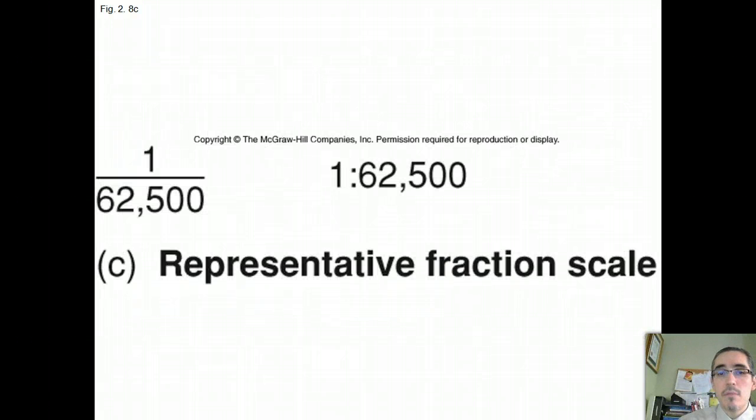Now the representative fraction scale can be represented a couple different ways. The one in the center here, 1 to 62,500, is, I think, in some sense a truer representation of what we're talking about when we talk about scale. It can also be represented as a fraction or a proportion. And again, when we're talking about scale, what we're essentially talking about is a comparison between relative distance on the map versus relative distance on the ground. And I'm going to show you an example of how you use that.